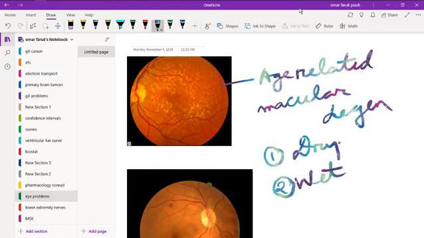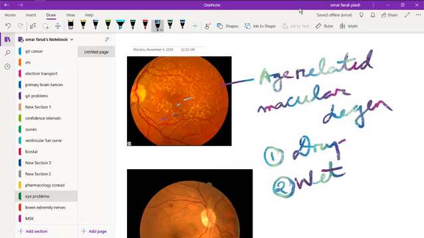In dry, what you have to remember is the deposition of yellowish extracellular material called drusen. Look, this is the yellowish deposition which is called drusen. It is located in between Bruch's membrane and the retinal pigmented epithelium, with gradual decrease in vision. It is prevented by multivitamin and antioxidant supplements, and zinc can also be used.